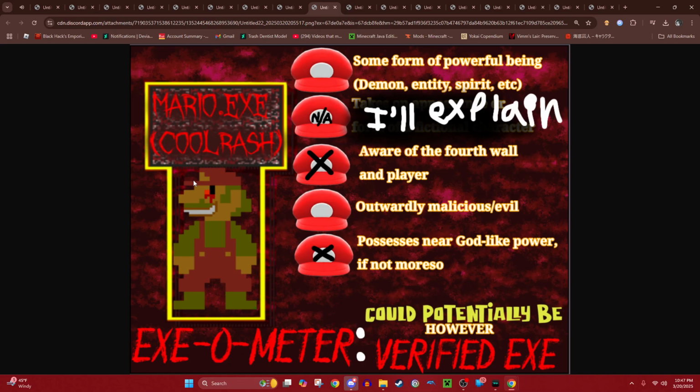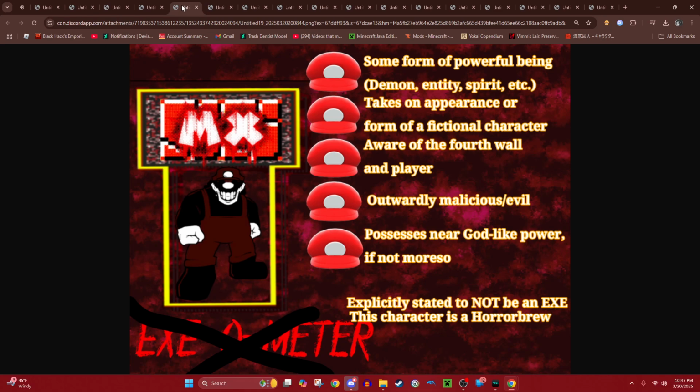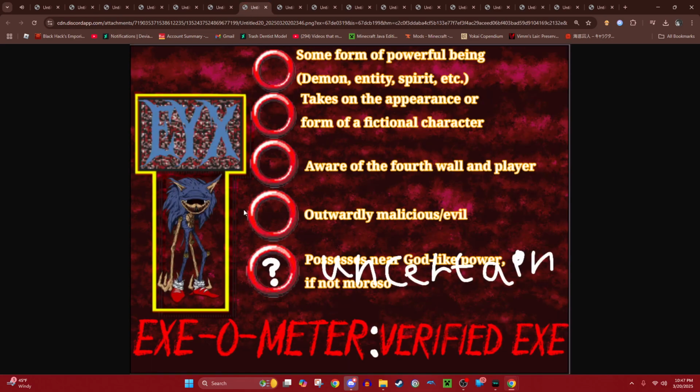Second, the not available: takes on appearance or form of a fictional character. The reason that says not available, I will explain like it says there. This is what I was referring to earlier when I said I have to address the second ring here on EYX proper for something that will show up later.